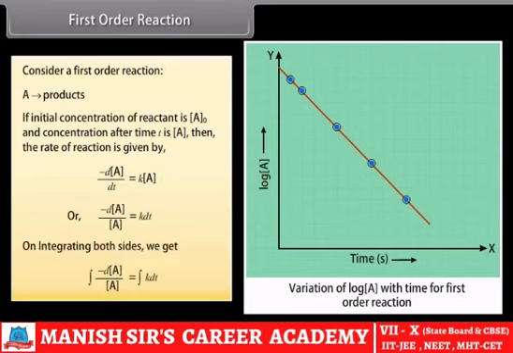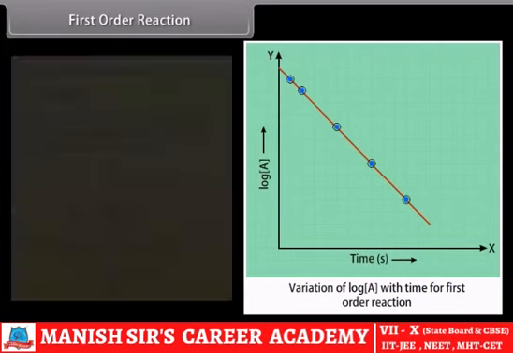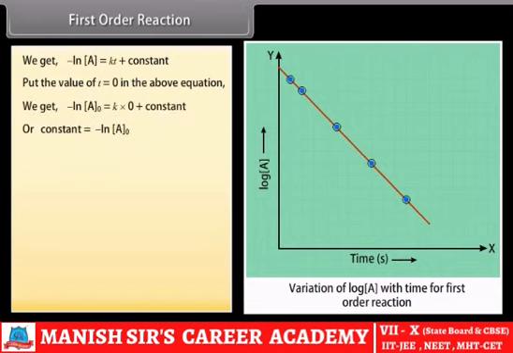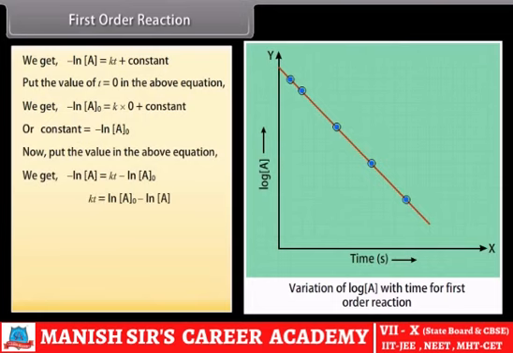On integrating both sides, we get minus natural log of A is equal to Kt plus constant. Put the value of t is equal to 0 in the above equation, and we get constant is equal to minus natural log of A naught. Now put the value in the above equation, and we get minus natural log of A is equal to Kt minus natural log of A naught.